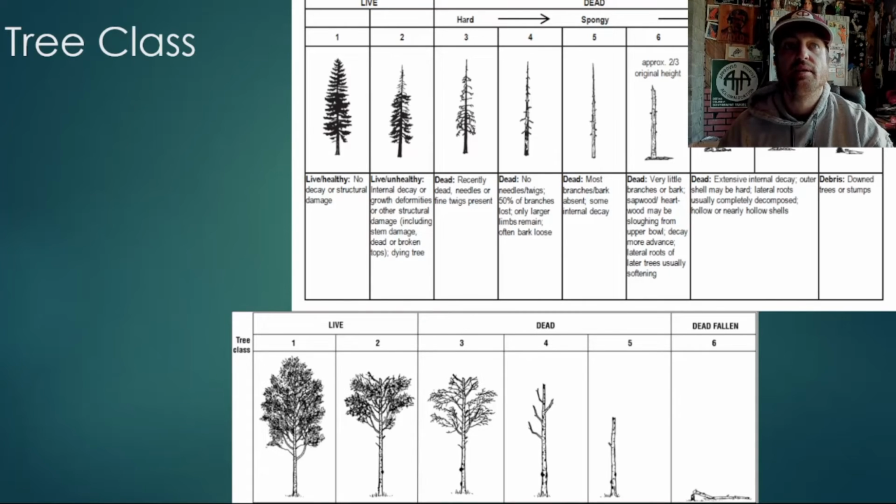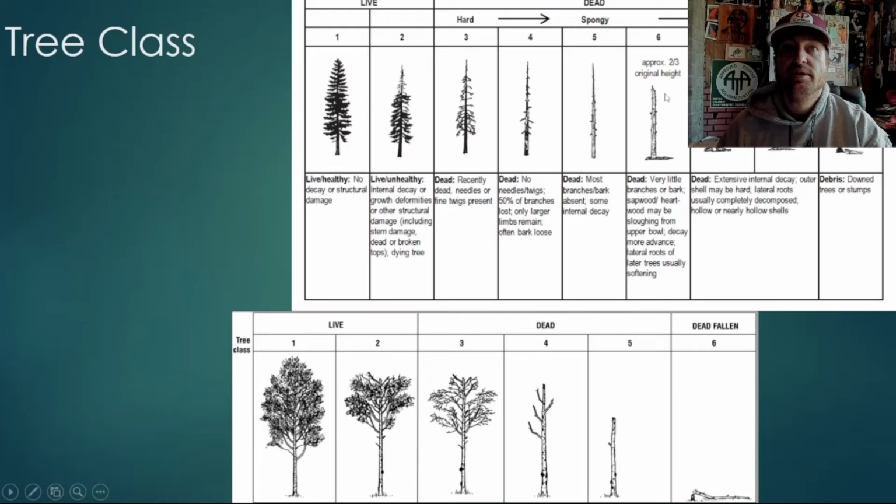Number 3, recently dead. Needles or fine twigs are present. You can tell often if they're recently dead, if the needles are still on the tree, if they're red. During the pine beetle, you saw red everywhere, but then eventually the red all fell off onto the forest floor. And now it's just a bunch of dead and gray looking trees. So more like number 4, no needles, twigs, 50% of branches lost, only larger limbs remain. Spongy, dead. Number 5, most branches and bark are absent. There is a bit of internal decay.